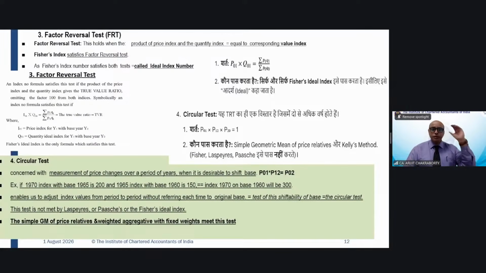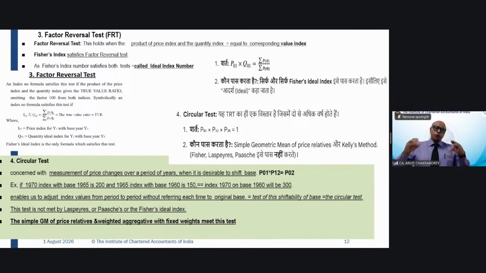So आप देख सकते हो जो शर्त मैं बता रहा था, दो तरीके से हम लोग शर्त लिख सकते हैं. One is P01 into P12 should be equal to P02. The other way to write it, you can see it is P01 into P12 multiplied by P20. This should be equal to 1. So this is what we have in the circular test. So we have analyzed all the 4 tests. Please note, for the circular test, the simple geometric mean of the relatives and the weighted aggregates with fixed weights only will meet this test.